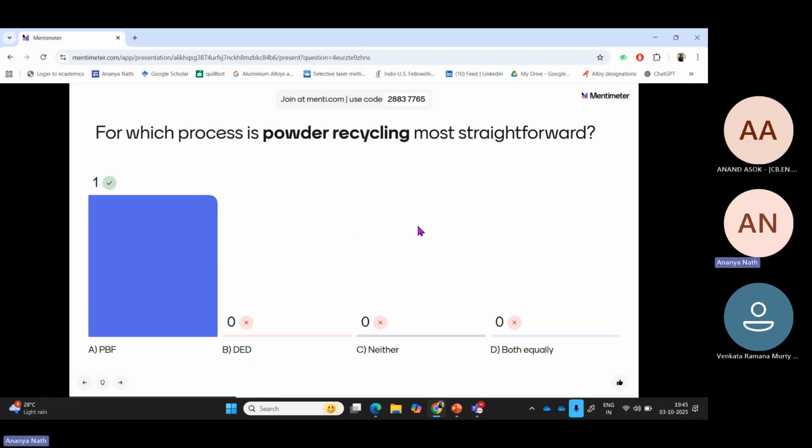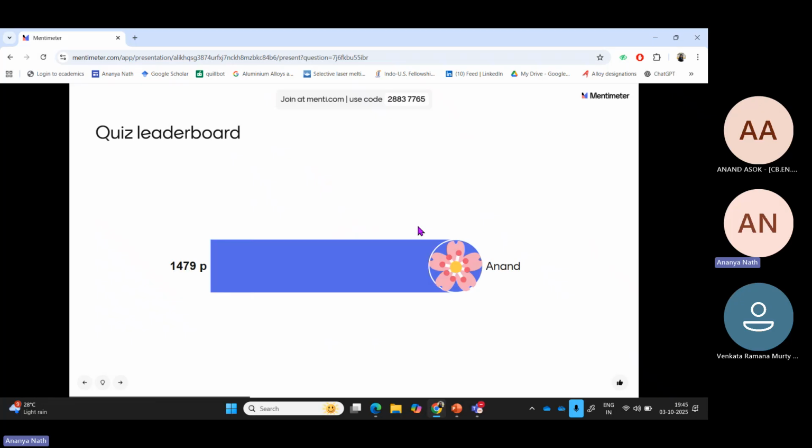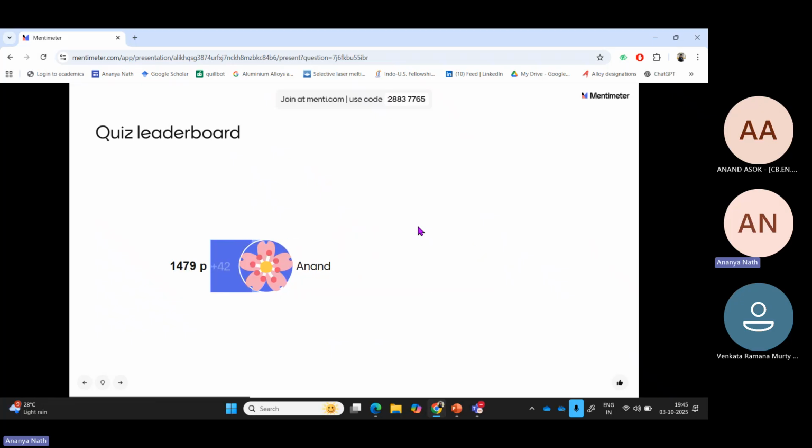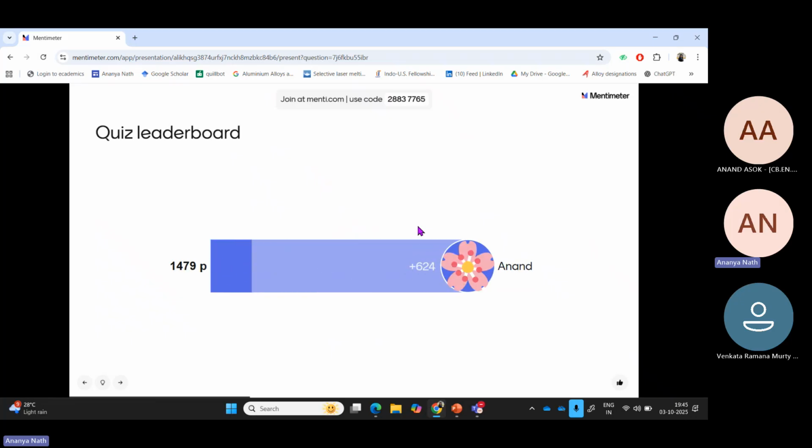Yes. Because you just take the powder from the collector, put it in the sieve, and your powder is sieved. Although the process is very hectic and time consuming, it's still very straightforward.